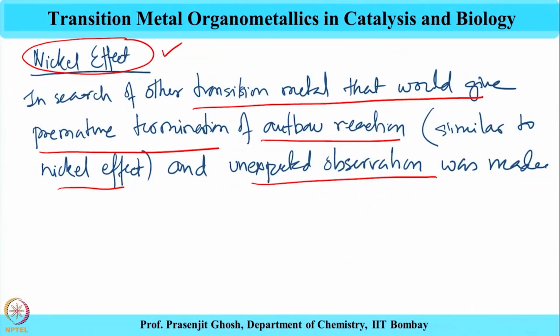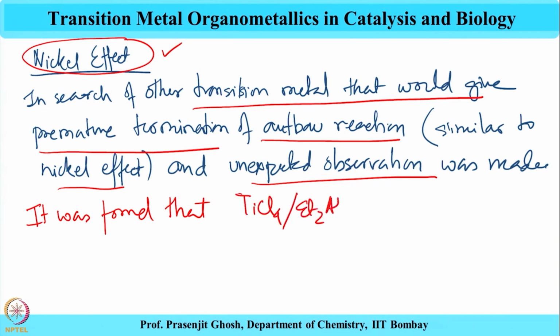So, let us see this unexpected polymer. It was found that TiCl4 and Et2AlCl gave HDPE, high density polyethylene, at low pressure.